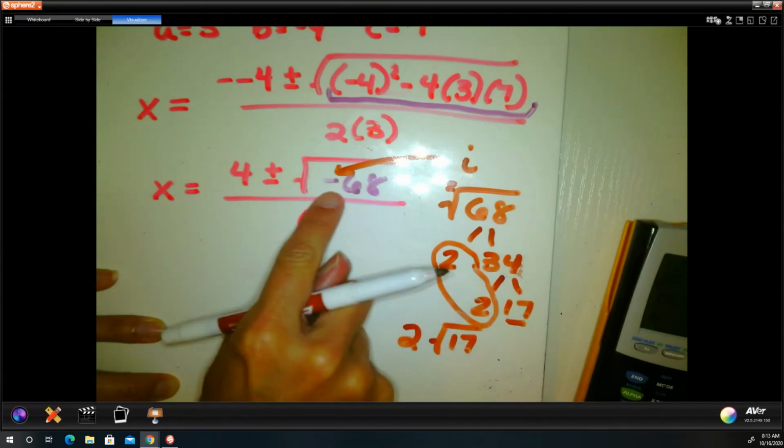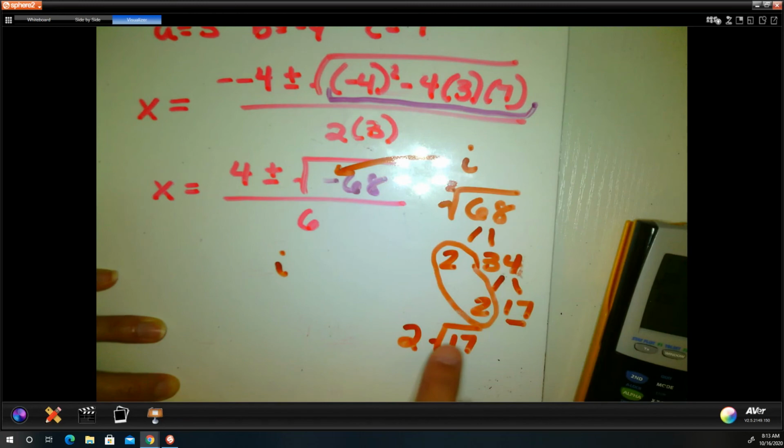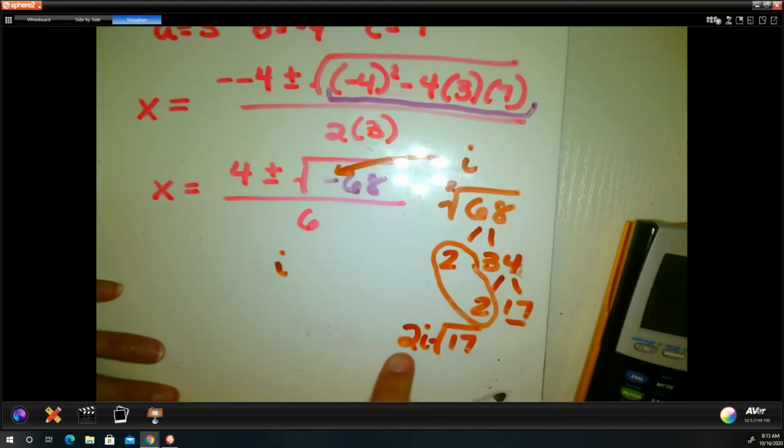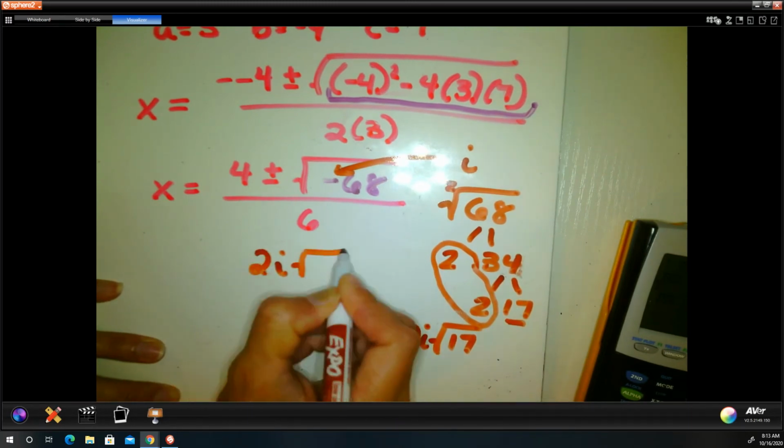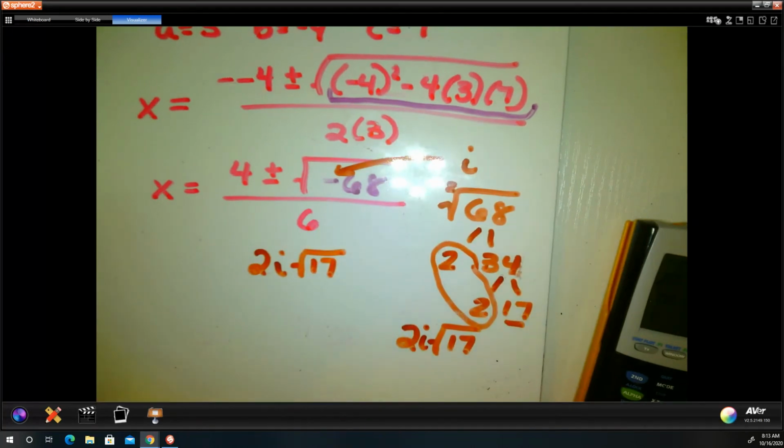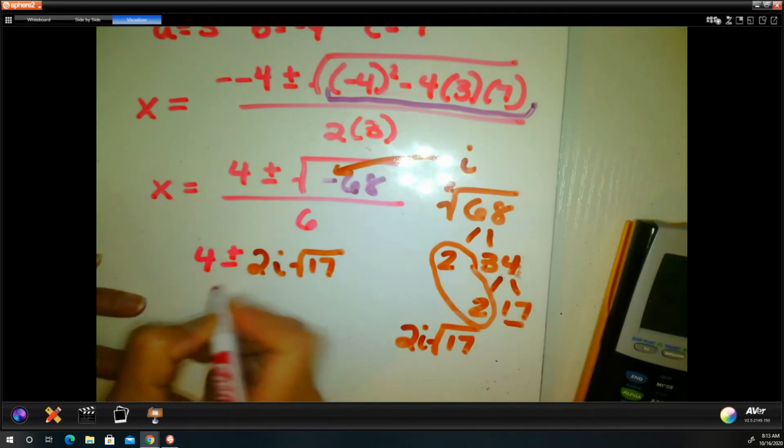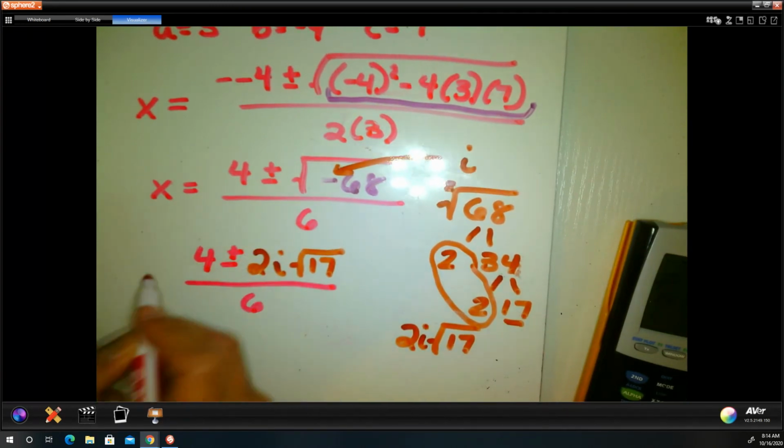This one was actually -68, so when I bring it over, I'm going to slip in that i, and the i always goes after the whole number and before the square root. So this is 2i square root 17, and now bring down the rest. So that was 4 plus or minus over 6.